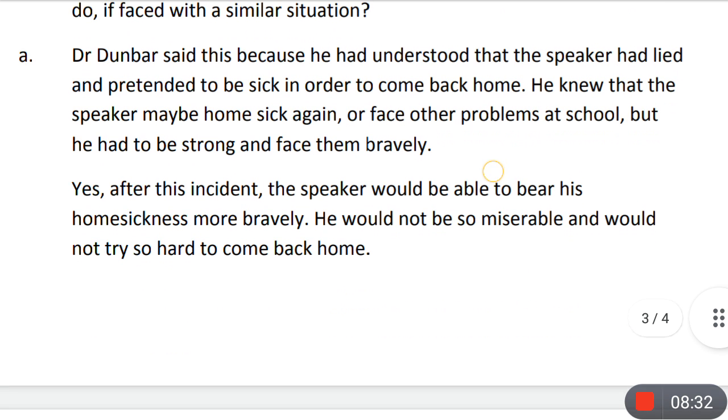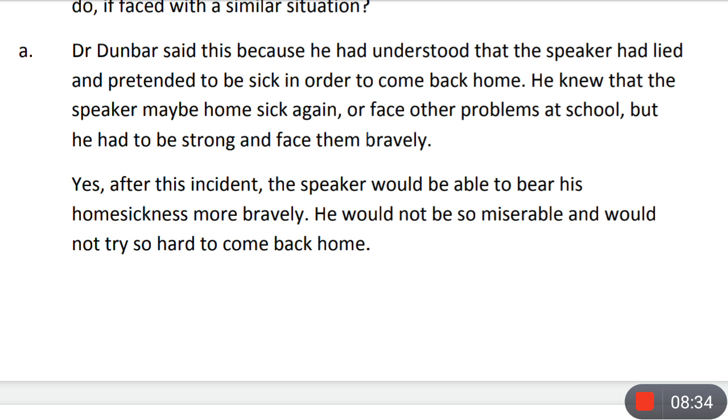And the answer we have, Dr. Dunbar said this because he had understood that the speaker had lied and pretended to be sick in order to come back home. He knew that the speaker may be homesick again or face other problems at school, but he had to be strong and face them bravely. Yes, after this incident, the speaker would be able to bear his homesickness more bravely. He would not be so miserable and would not try so hard to come back home.